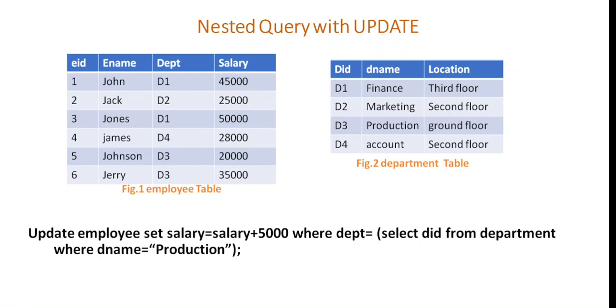This is my subquery. It will give me the department ID of the production department and assign that department ID to the outer query. Now see, we don't want to select data, we want to update data. So I have written update employee set salary equals salary plus 5,000 where department equals D3, because we want to increase the salary of employees working in the production department.